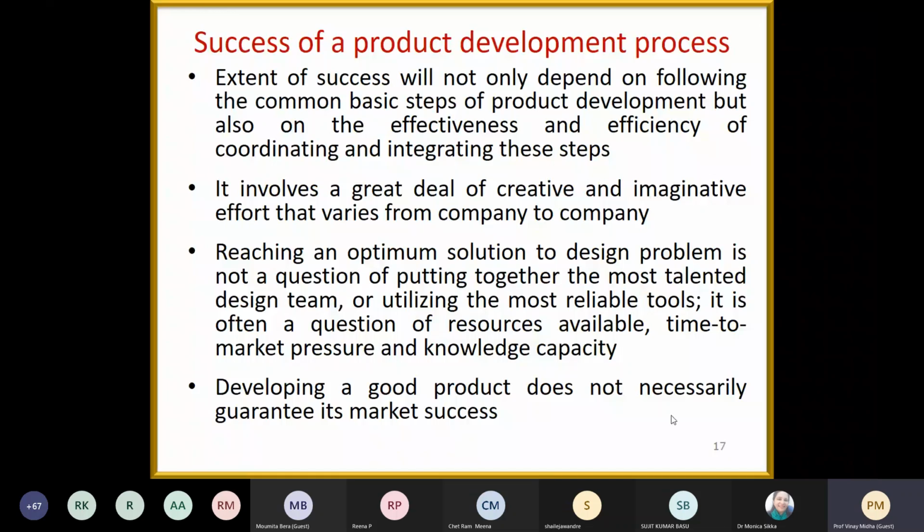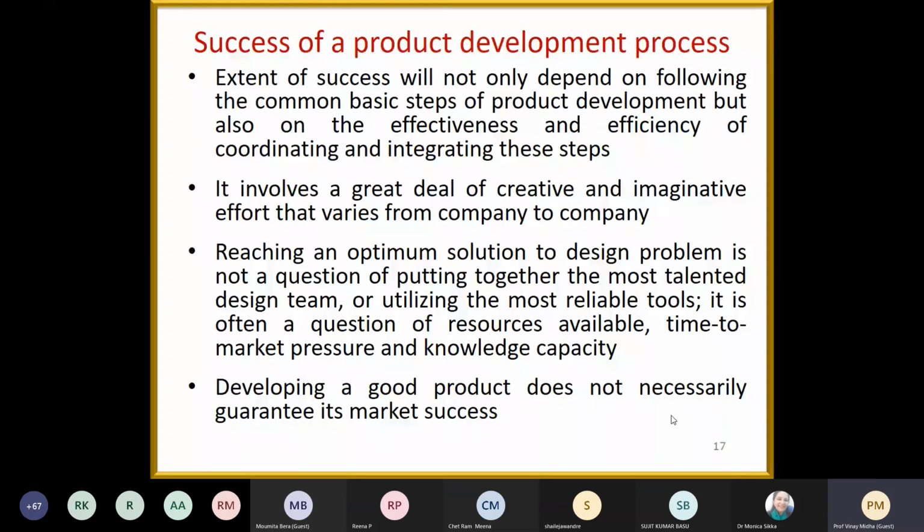Then the product development process success will depend upon these particular things. Now, it is not that following all these particular product development processes means you will be able to be successful in the designing and development of the products, but it is the effectiveness and the efficiency of coordinating and integrating these particular steps. How well you coordinate and integrate these particular steps, that is the design, analysis, conceptualization, and integrating with the manufacturing people, so that you are able to produce these particular products at large scale at a cost-effective rate.